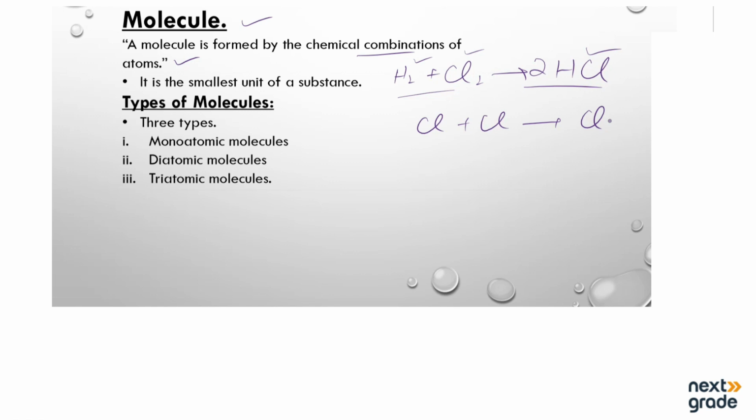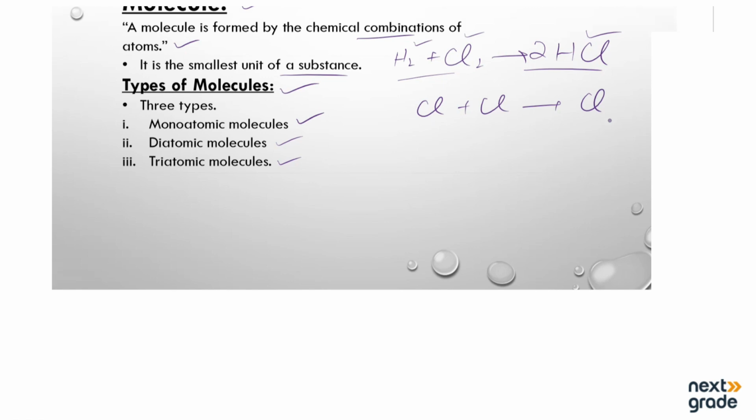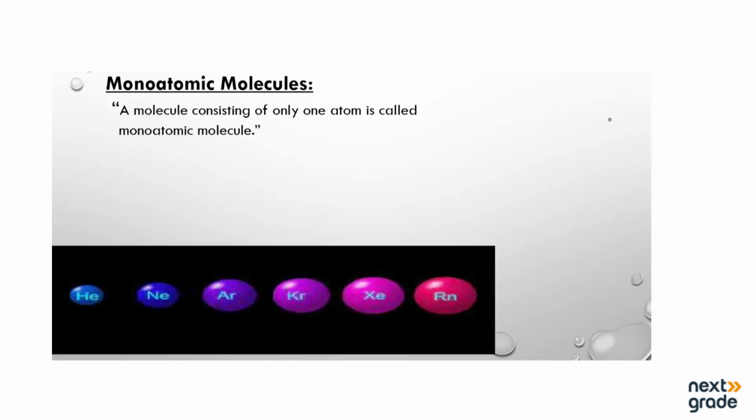So these are two examples of a molecule. A molecule is the smallest unit of a substance. If we have any substance, then its smallest unit is known as its molecule. There are basically three types of molecules. The first one is monatomic molecules, the second is diatomic molecules, and the third is triatomic molecules. So let's start with the first type, monatomic molecules.